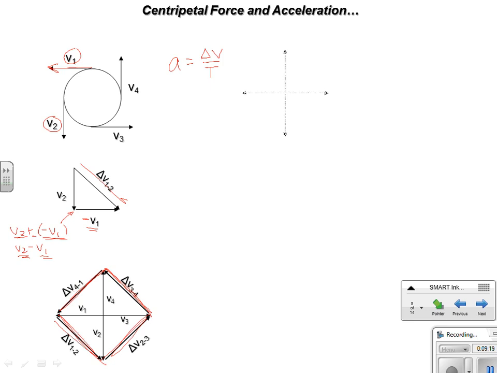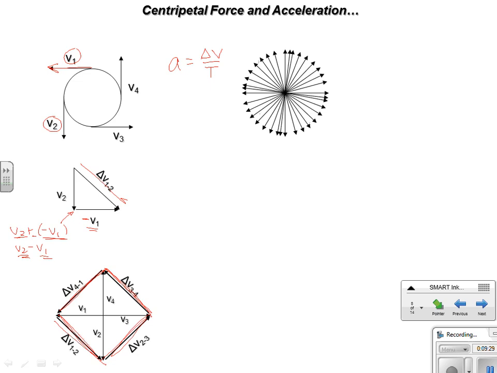All right? But here's the dealio. There aren't really just those 4 velocities, v1, v2, v3, v4. They're really more closer to 8. Well, they're really more like 16. They're really an infinite number of those. So if we take the total of all the delta v's, the delta v's are all these little vectors now. The total delta v is the circumference of this circle.